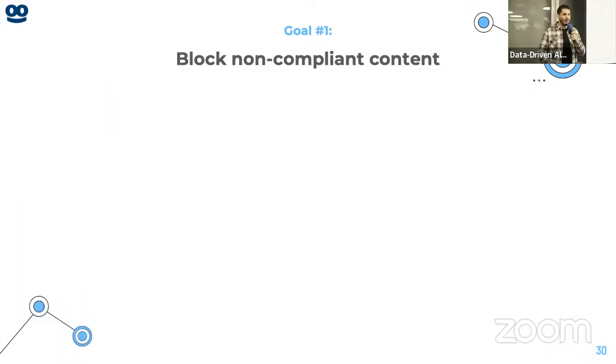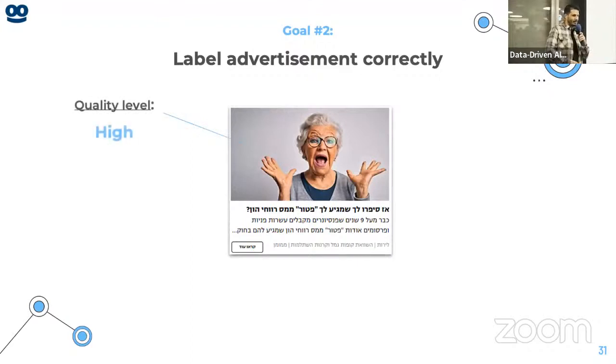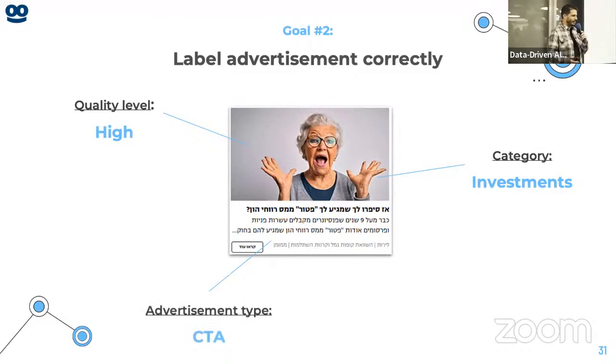Goal number two is to label correctly the ads. What it means is that we can see a specific item, and this item can be from different categories, different quality levels, and also different types of advertisement, like call to action, or just branding. The goal here is to correctly label them because we want to allow the publishers to block certain categories. For example, let's say you are Disney.com publisher. You might not want alcohol advertisement in your website, right? Because, you know, you have kids. So this way the category is important.